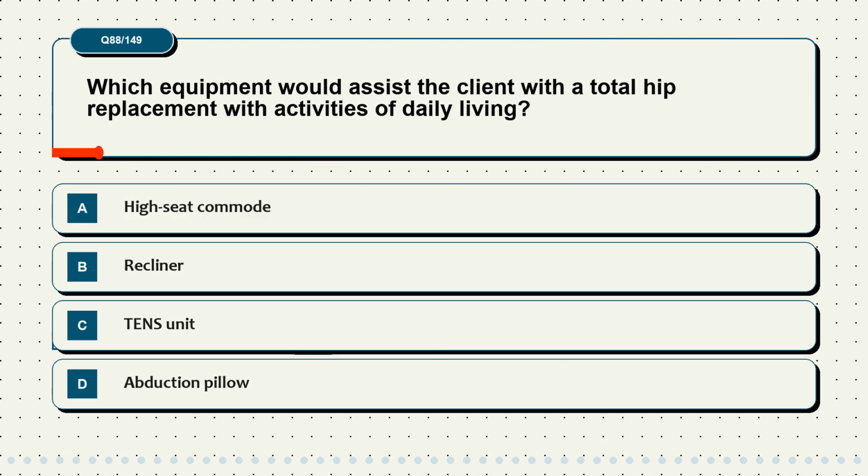Question 88. Which equipment would assist the client with a total hip replacement with activities of daily living? Here are the options. Option A. High-seat commode. Option B. Recliner. Option C. TENS unit. Option D. Abduction pillow.